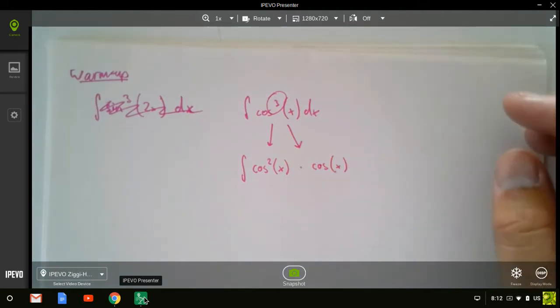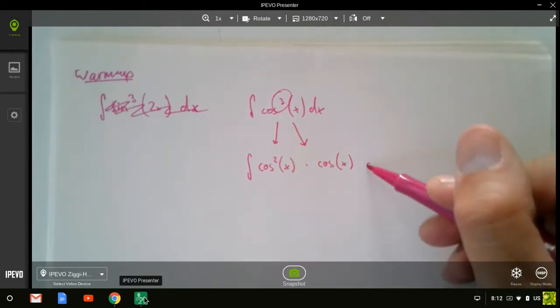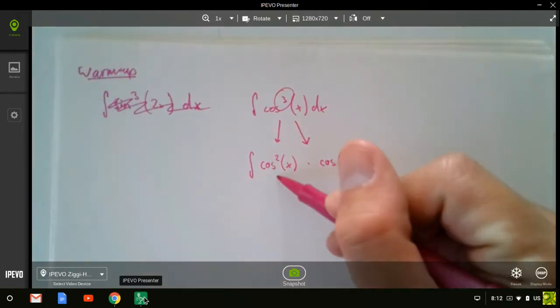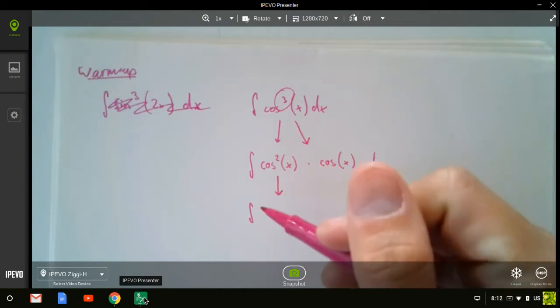Well, to a certain degree, yeah, I guess that makes sense. That would have been my response. So what I plan on doing was substituting the cosine squared with 1 minus sine squared x. Would that have been the correct step to do?